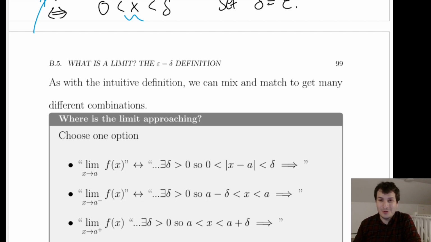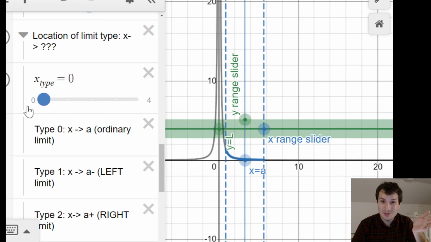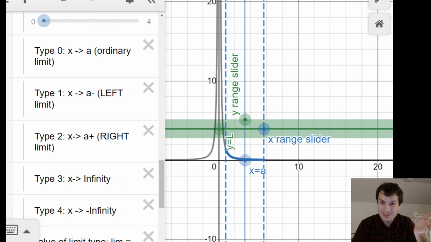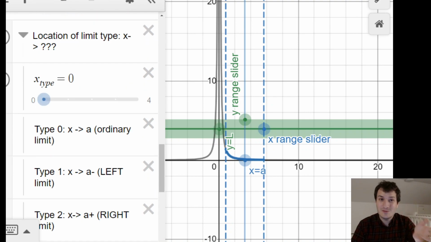Okay, welcome back. So in this last little section, we're mixing and matching all the things we've done before. You can see on the Epsilon Delta Explorer in Desmos, there are 5 types of locations for limits. There's the ordinary limit, there's left and right, and there's infinity and minus infinity. And each of those has a different meaning.